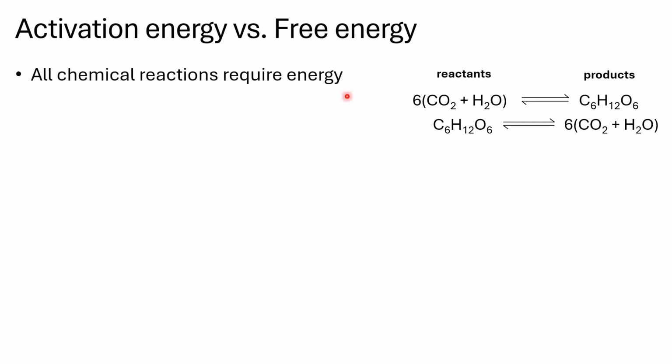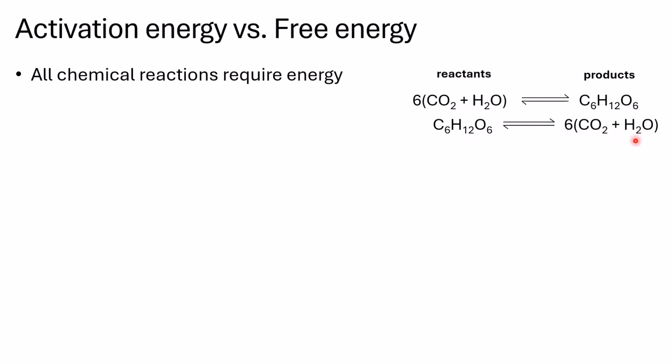All chemical reactions require energy. As a reminder, a chemical reaction involves reactants, which are the inputs, and products, which are the outputs. Sometimes these reactants are put together to create a larger product, like carbon dioxide and water into glucose, and sometimes they are broken down into smaller products, like the opposite reaction of breaking carbohydrates down into carbon dioxide and water.